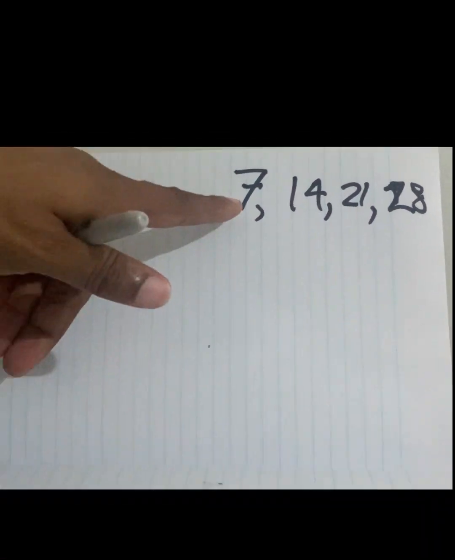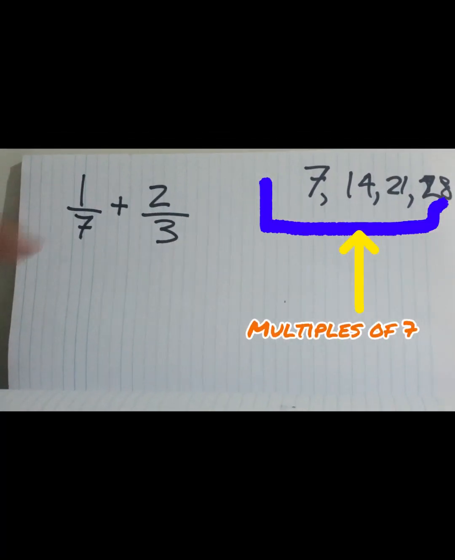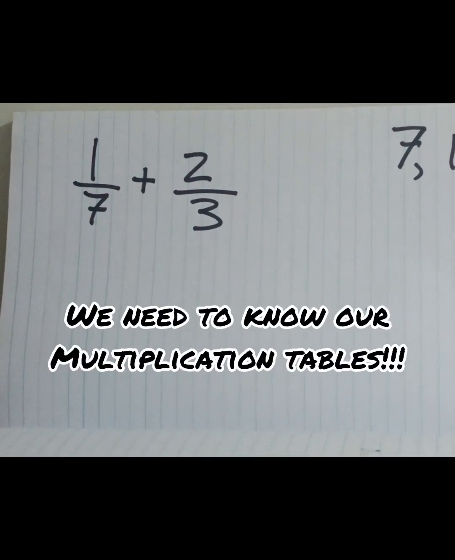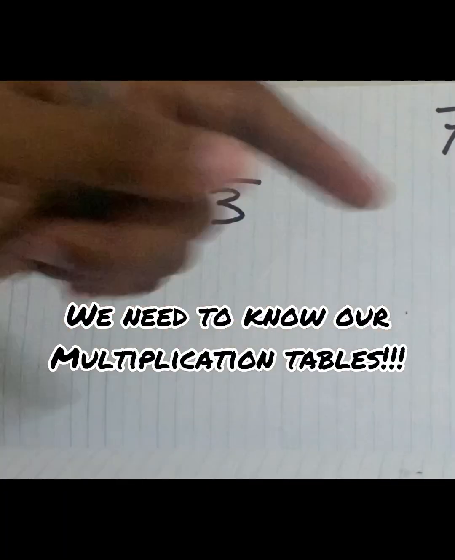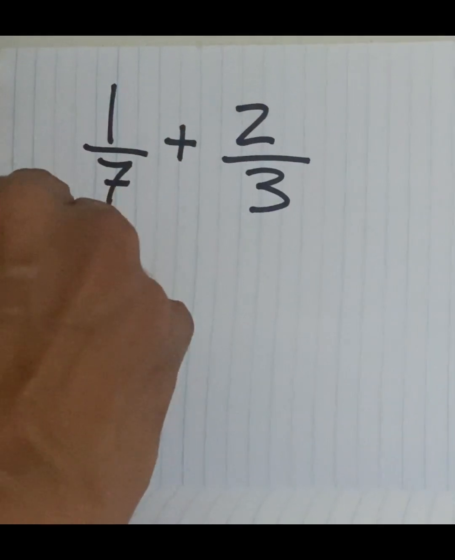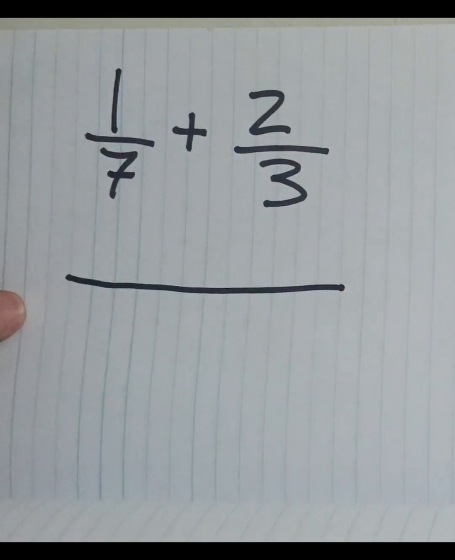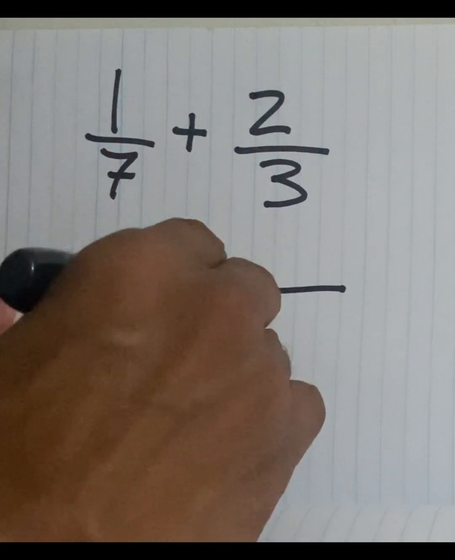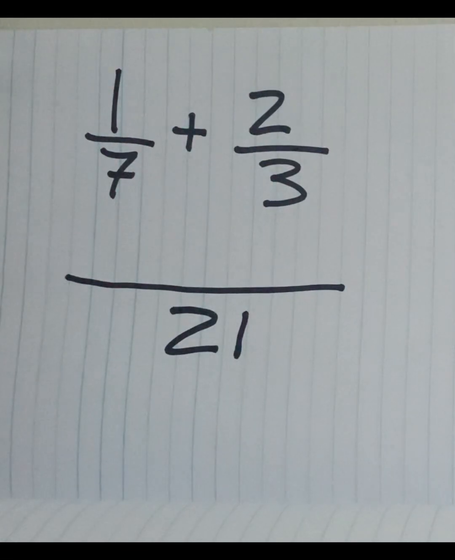Can 3 go into 7 and not leave a remainder? No. Can 3 go into 14 and not leave a remainder? No. Can 3 go into 21 and not leave a remainder? Yes. Remember, we need to know our tables. So what we do is draw a line right here and place this number that we call the lowest common multiple down at the bottom. And this is how we do it.